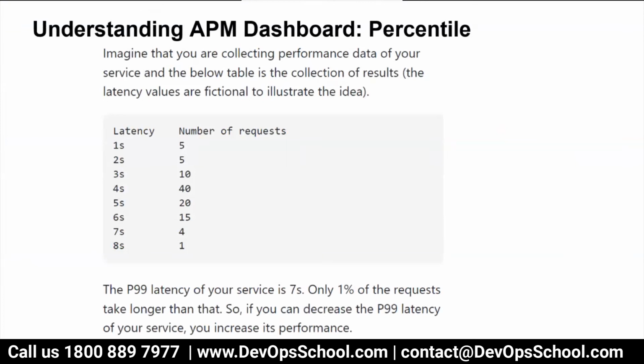Okay, so I would like you to look at this data, this table. There is a latency, which is the response time, in 1 second, 2 second, 3 second, 4 second, 5, 6, 7, and 8. And here, number of requests. That means this table depicts how many total requests got a response time of 1 second, or how many total requests we got at 2 seconds, and so on. Are you able to understand this table?